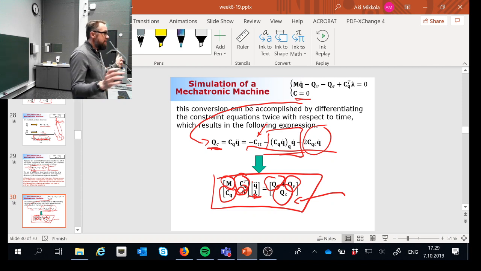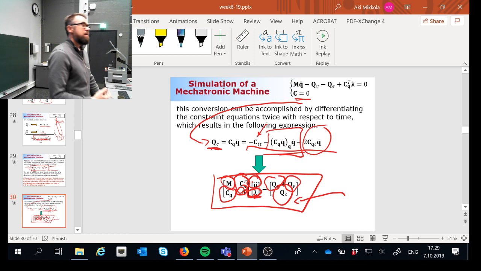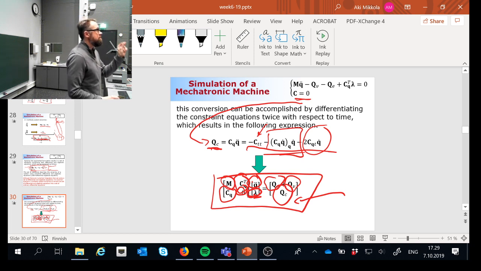Clear. So let's get back to this one here. Acceleration of generalized coordinates and Lagrange multiplier. Acceleration of generalized coordinates, what do we do with that? That we're going to solve. How are we going to solve it?